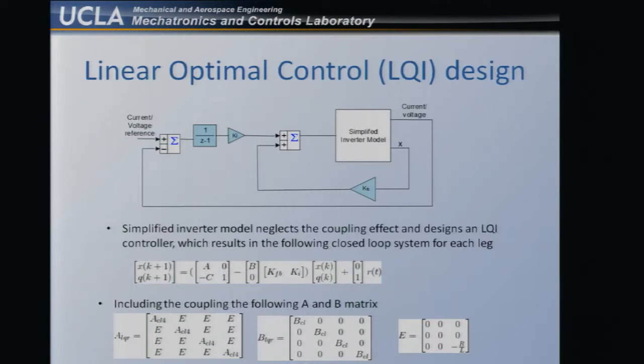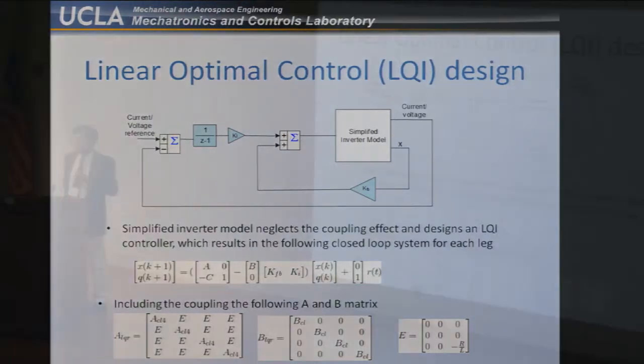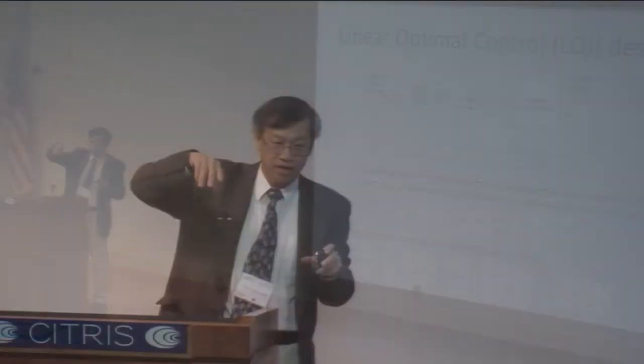And if you know, this linear optimal control is a form of robust control. So this linear optimal control was designed, for the islanded mode, as if each DER were decoupled. We didn't include the coupling from the load.